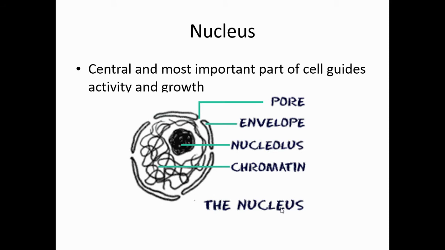Nucleus is the central, most important part of the cell, and it's going to guide the activity and the growth. And here are the different parts of the nucleus. It's kind of like a mini cell in itself. It has little pores that allow things to go in and out of the nucleus. Yes, things do leave the nucleus. It has a nuclear envelope, which is similar to the cell wall or the cell membrane in our cells. The nucleolus is that very dark part in the middle there. And then the chromatin, depending on how you want to pronounce it, that's your DNA before it begins to divide.